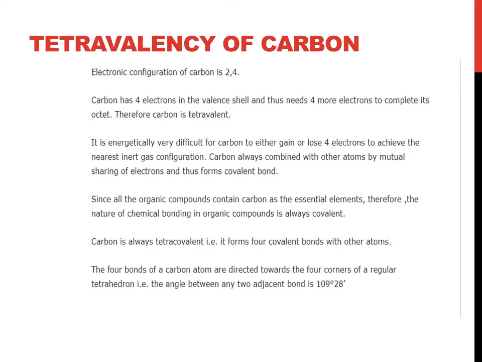Since all the organic compounds contain carbon as the essential element, the nature of chemical bonding in organic compounds is always covalent. Carbon is always tetracovalent, that is, it forms 4 covalent bonds with other atoms. The 4 bonds of a carbon atom are directed towards the 4 corners of a regular tetrahedron. That is, the angle between any two adjacent bonds is 109 degree 28 minute.